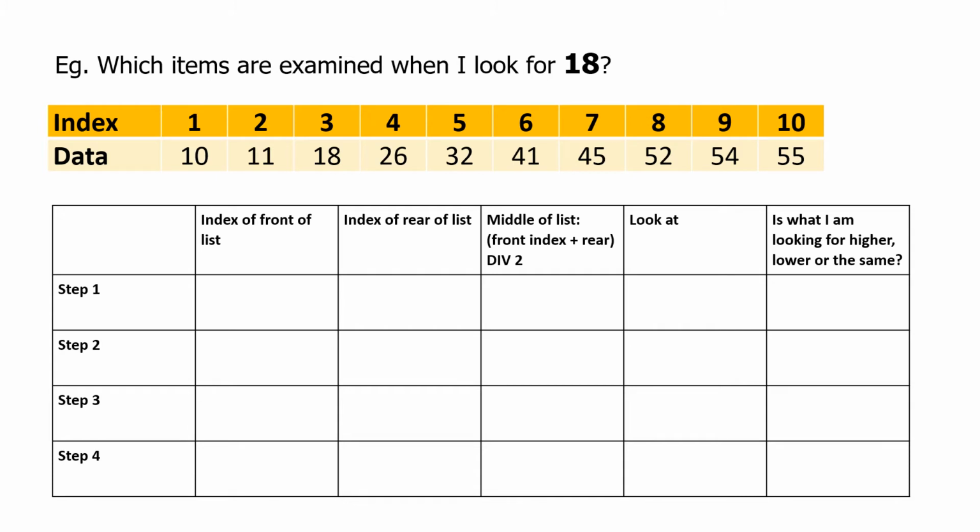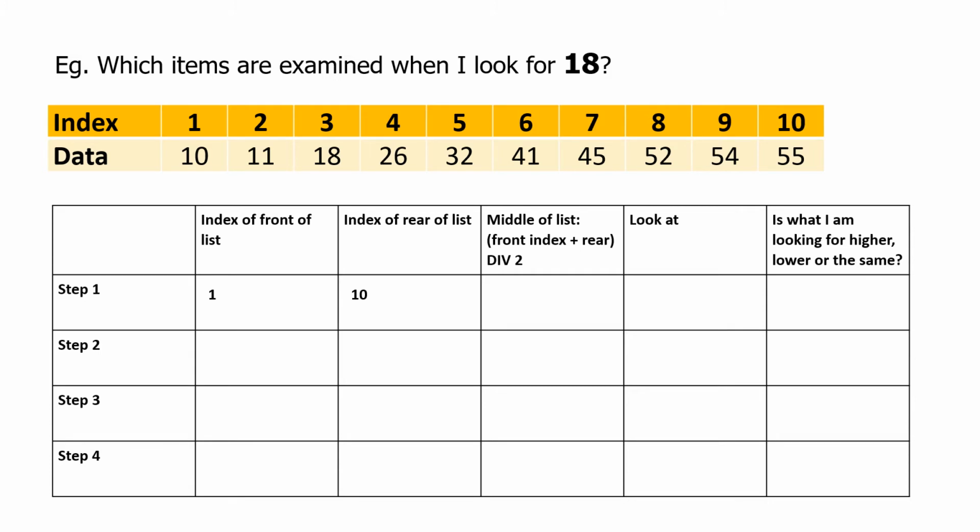The table you need to fill in is to show what steps occur when searching for the number 18. So you're going to fill in the different boxes as you go through. So step 1, in the first column we need to write down what the index is of the front of the list. Because we have the whole list here to start with, the first index is number 1. The rear of the list, so that is the end of the list, again we have the whole list currently, so the end of the list is number 10.